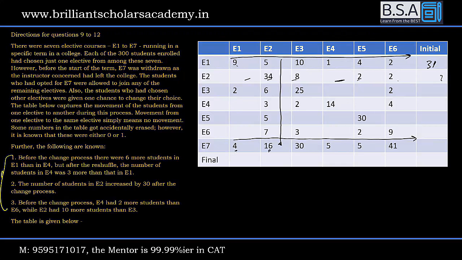4 plus 16, 20 plus 30, 50, 55, 60, 60 plus this 1, 0, 1. Add these vertically. 5 plus 34, 39, 45, 48, 53, 60, and this is 76.